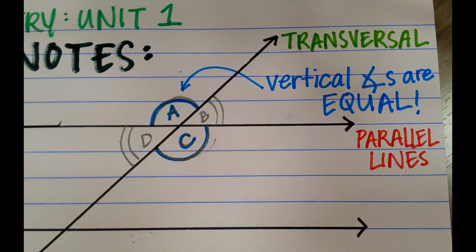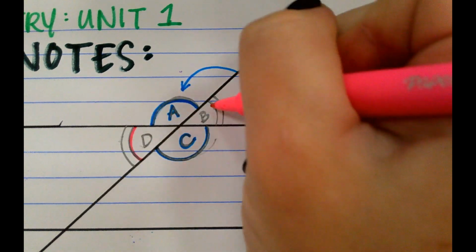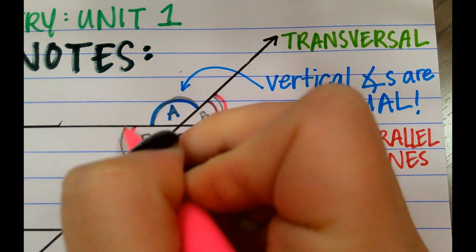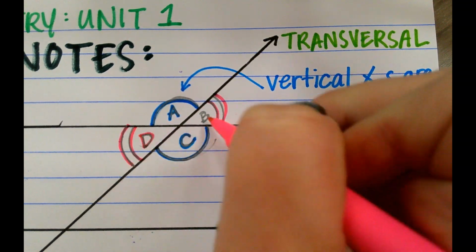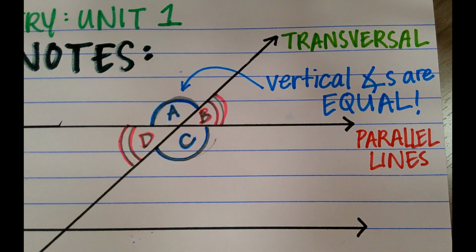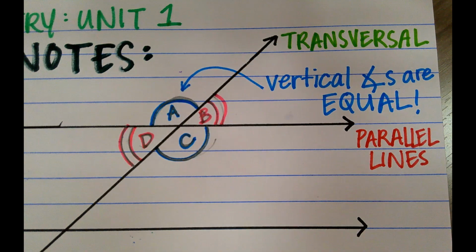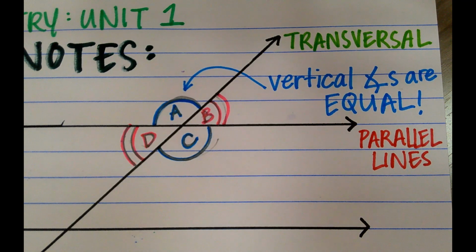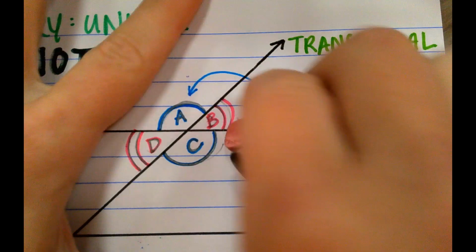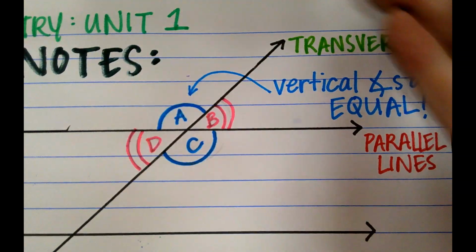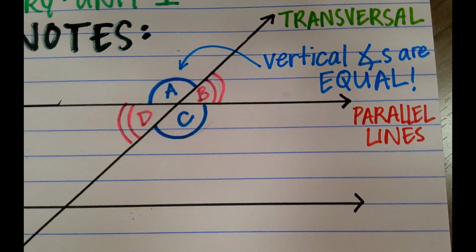And then I'll use, I don't know, I'll use pink for the other ones. D and B are vertical angles as well because they are right across from each other. So they're equal. Okay. Let me get a good eraser here, see if I can get some of these pencil marks out of the way. Vertical angles are equal.